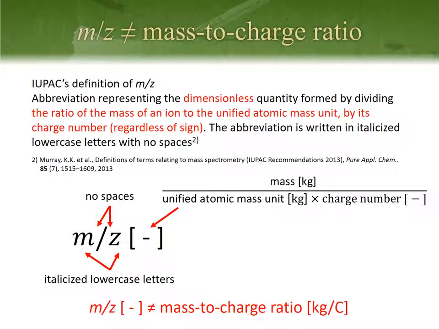Mass spec measures the mass of analyte ion based on mass-to-charge ratio, but values that appeared in the horizontal axis of the mass spectrum are m/z. We should put emphasis on the fact that m/z is not equal to the mass-to-charge ratio.